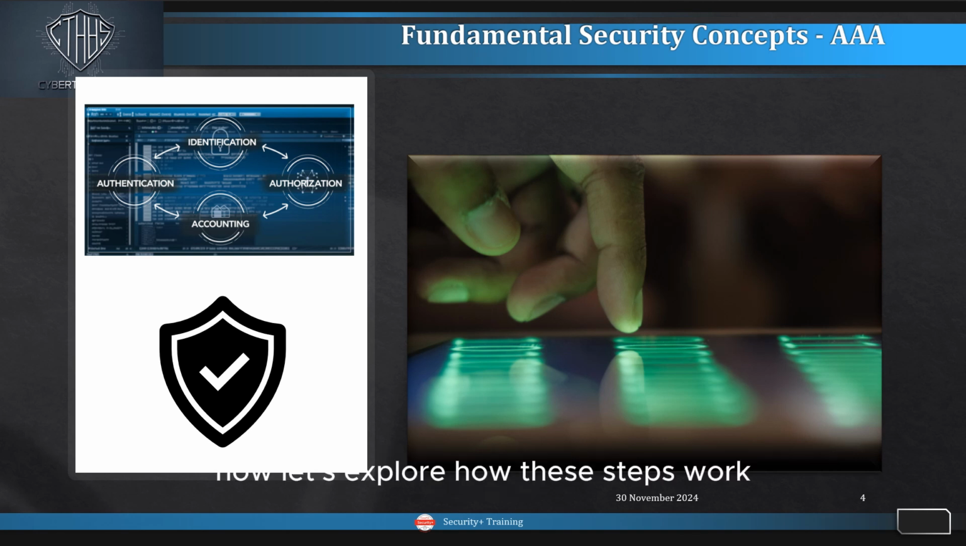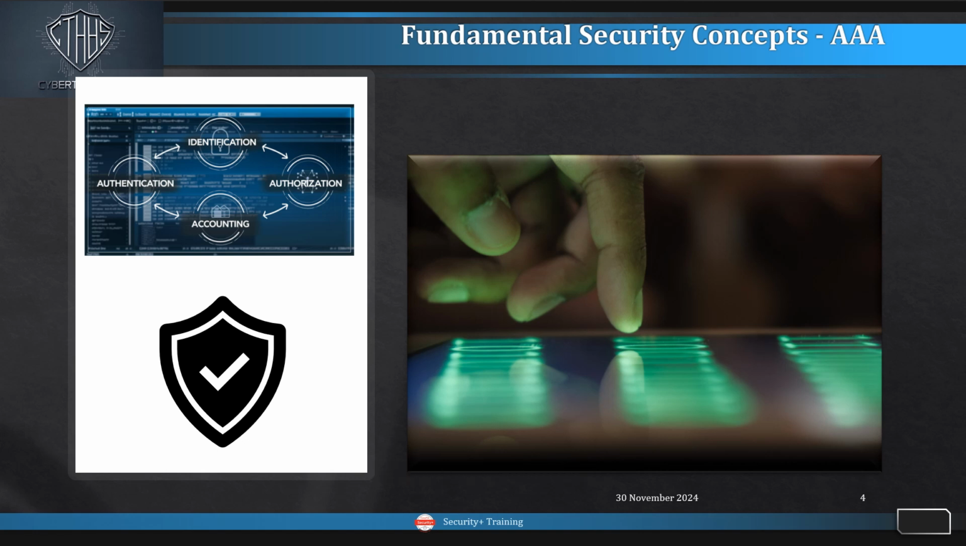Now, let's explore how these steps work in the digital world. Typically, when logging into a system, we identify ourselves with a username, often derived from our real name. The authentication step usually involves entering your password. There are other authentication methods which we will cover later on. Robust access control systems often combine multiple authentication methods.